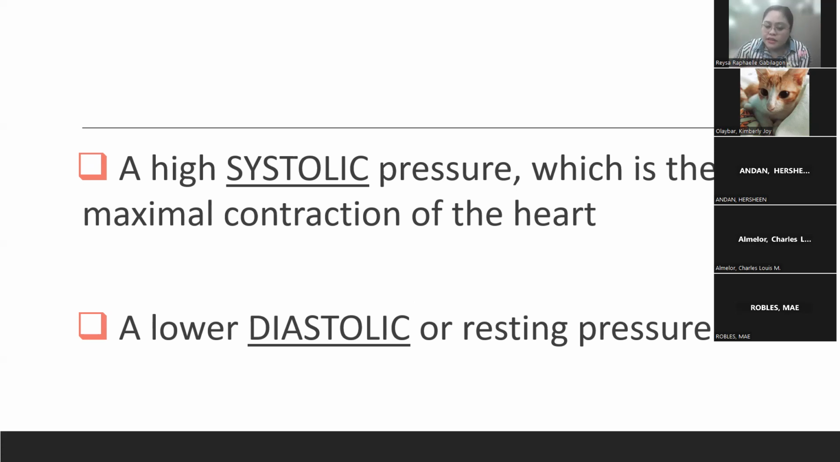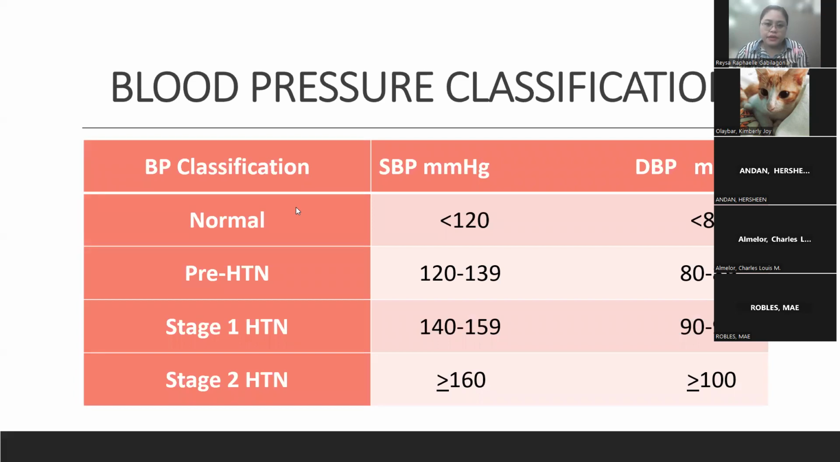Now, si diastole naman sa baba, we call that the resting pressure kasi that will measure the time wherein our heart relaxes. And pag nag-relax yan siya, mag-stretch yung mga muscle fibers, and that is when the blood will enter the heart. Okay, so baliktad silang dalawa. Sa taas yung systole, sa baba yung diastole.